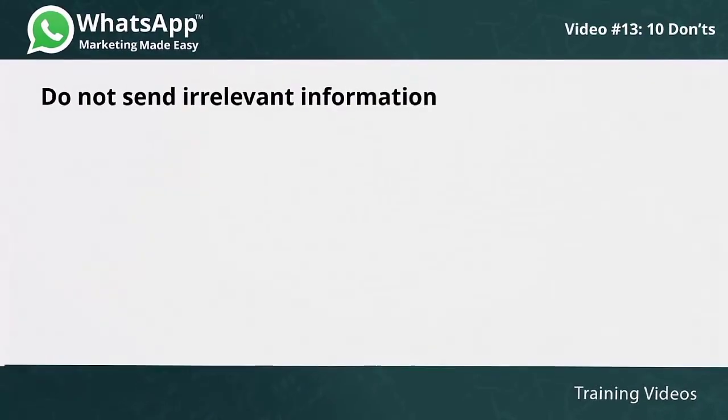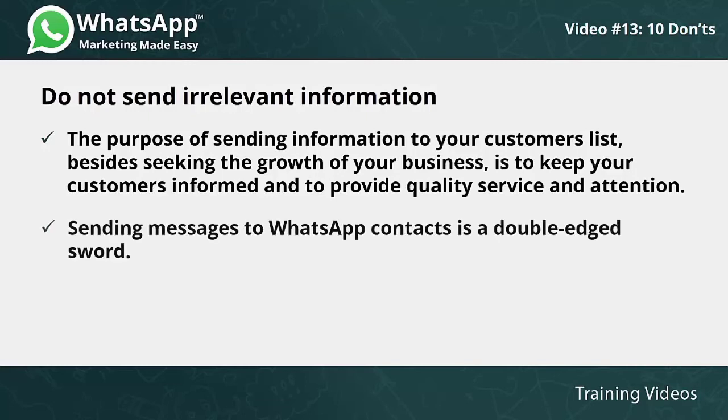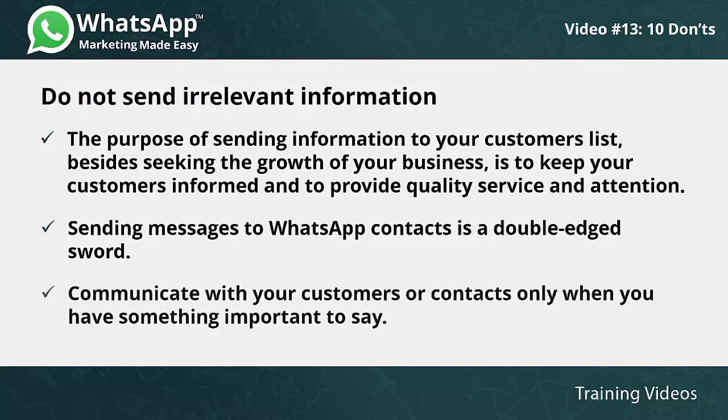Do not send irrelevant information. The purpose of sending information to your customers' list, besides seeking the growth of your business, is to keep your customers informed and to provide quality service and attention. Sending messages to WhatsApp contacts is a double-edged sword, because if you do not share relevant information or provide value to your prospects, all you will achieve is a bad reputation for you and your business. Communicate with your customers or contacts only when you have something important to say.